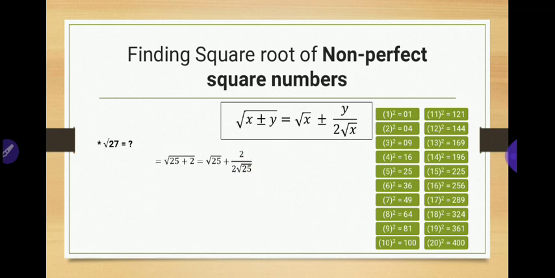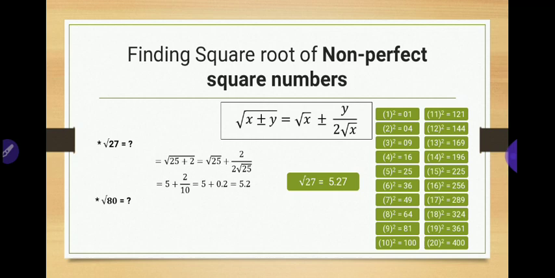The example is square root of 27. I can write 27 as 25 plus 2, that is, x plus y. So use the formula: square root of 25 plus y upon 2 root x, that is, 2 upon 2 into root 25. Just do the simple calculation. Square root of 25 is 5, and 2 upon 2 into 5, that is 10, is equal to 5 plus 0.2, because 2 upon 10 will be 0.2. So 5.2 is the answer for square root of 27. Simply by using that formula you can find the answer easily.